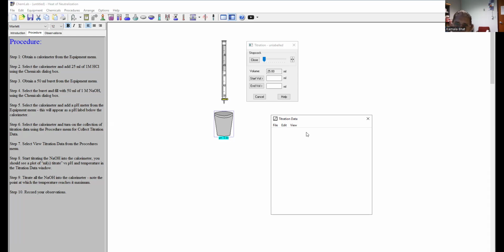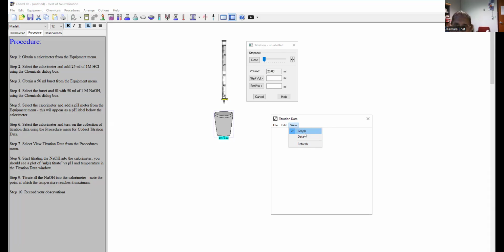If you look at the titration data, there is file, edit, and view. If you go to the edit, you can copy this particular screen shot of the pH graph and place it onto your lab report. Now, under the view, there are three subtitles: graph, data, and refresh. So we are going to make sure the graph is highlighted. I'll show you the data later on, what you can get from it and why.